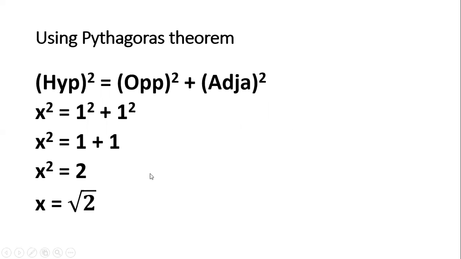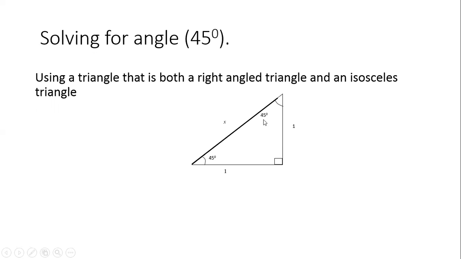So using our Pythagoras theorem, hypotenuse squared equals opposite squared plus adjacent squared. So x squared equals 1 squared plus 1 squared. X squared is now 1 plus 1. X squared equals 2. X now is root 2. So either way, when you consider 45, 1 will be the opposite, 1 will be the adjacent, and the hypotenuse is now root 2 that I've just determined.